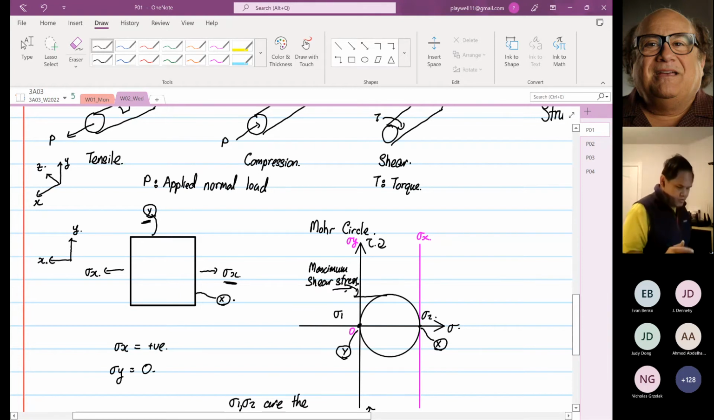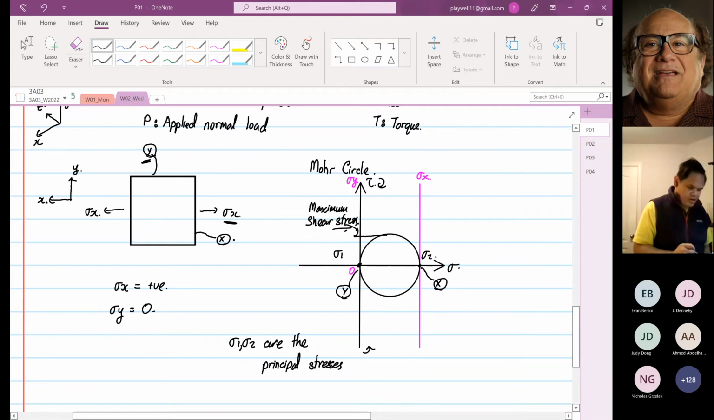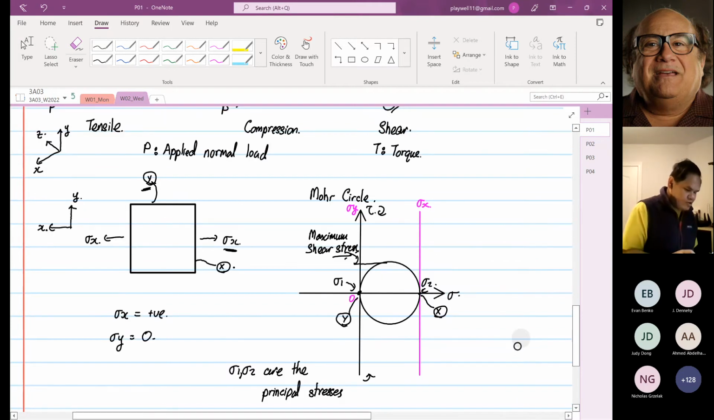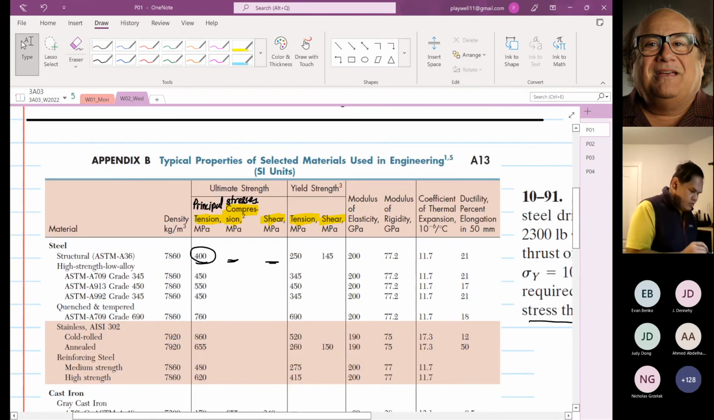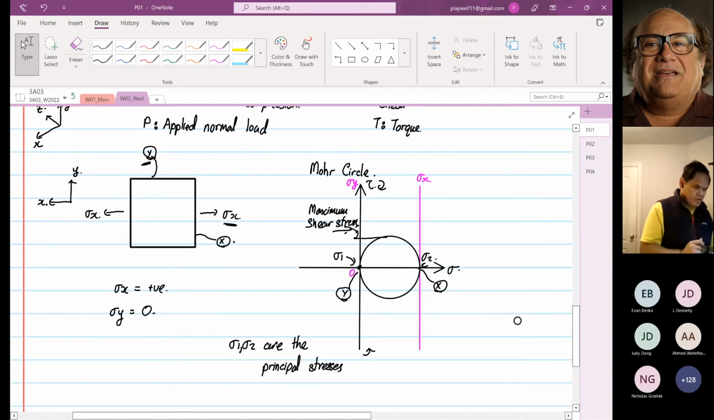So then you draw your circle. Then we call stress 1 and stress 2. So this over here is your stress 1. This over here is your stress 2. These are your principal stresses. And when we finish off, we realize that the tension and compression values given are the principal stresses, because they are based on a uniaxial test. Okay, one direction.